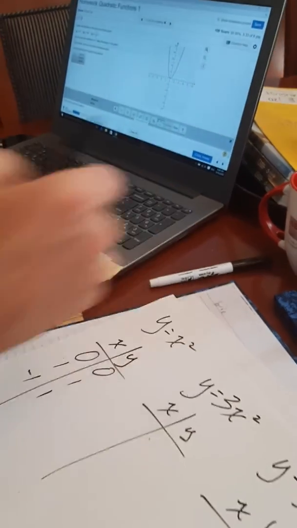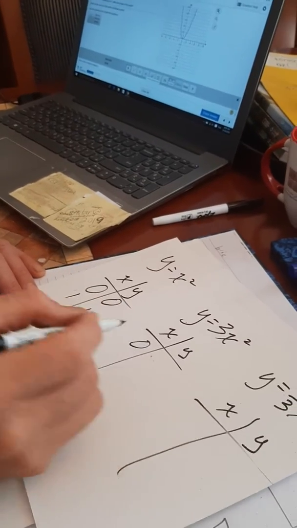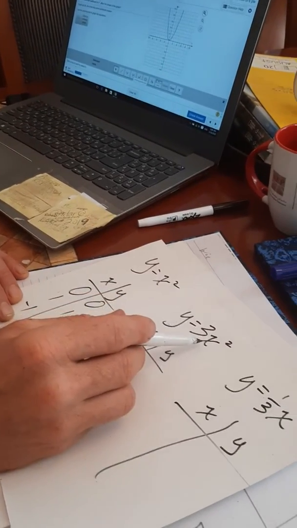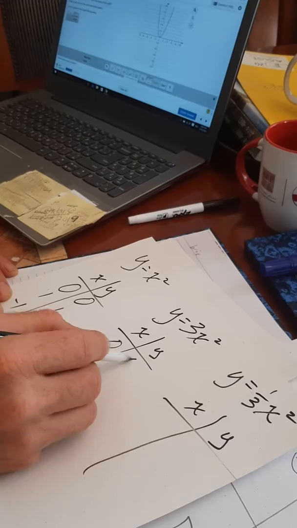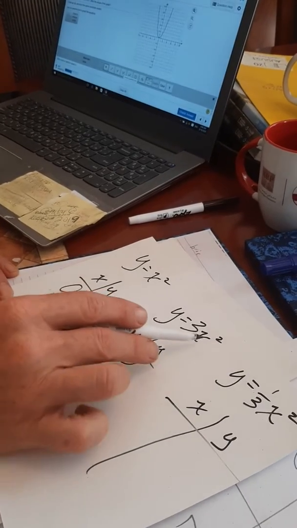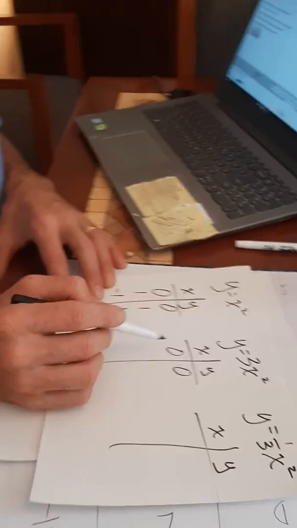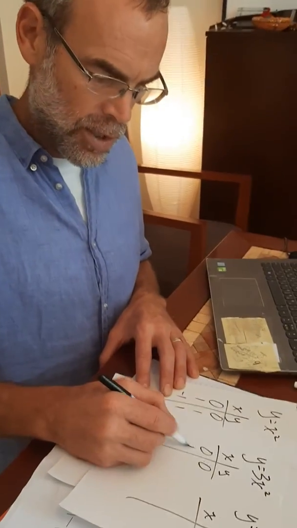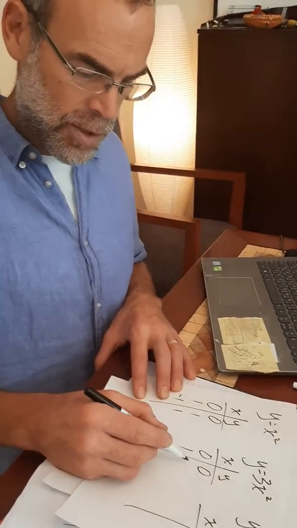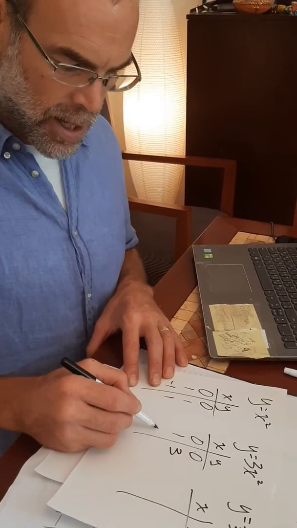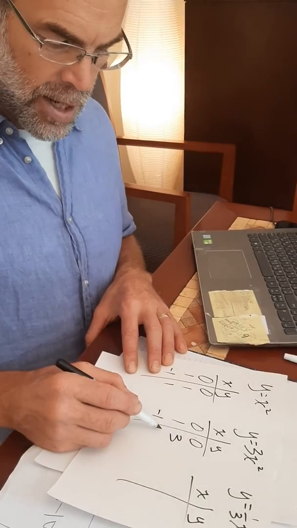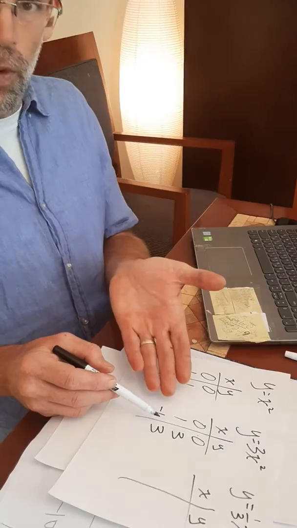Let's get a couple points. Plug in 0 this time, what happens? 0 squared times 3 is still 0. Okay. There's no h and k. H and k are both 0. It's going to stay the same vertex. All right, now substitute in 1. 1 squared is 1 times 3. And minus 1 squared is 1 times 3. Now we have our 3 points.